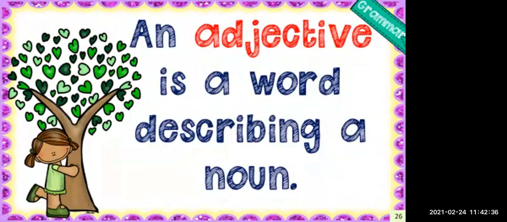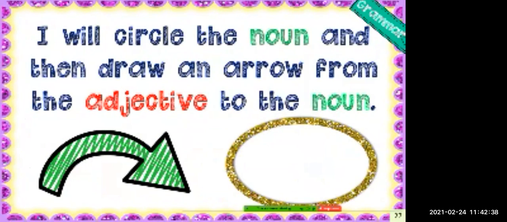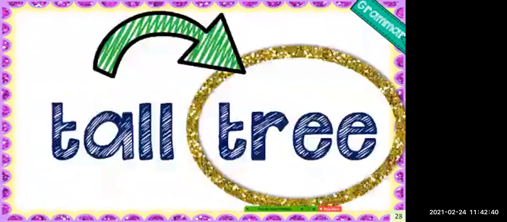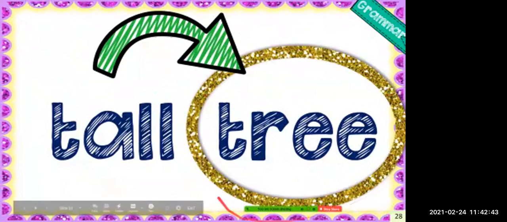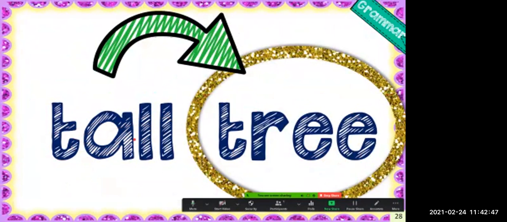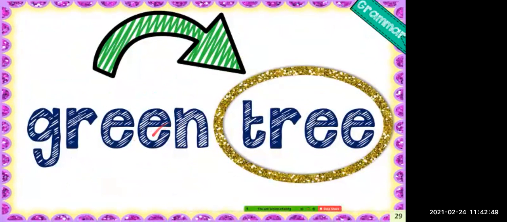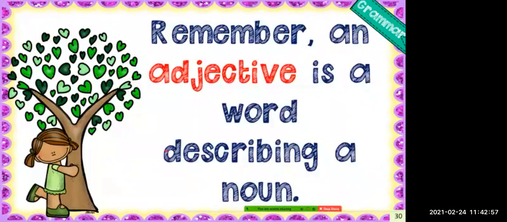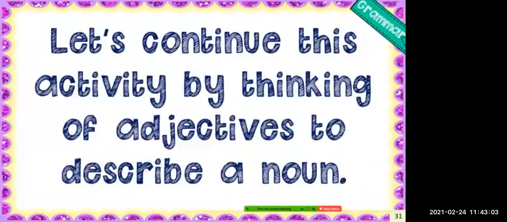So we have a tall tree. Tree is the noun and tall is the adjective because it is describing the tree. We have a green tree. Tree is the noun and green is describing that tree. So remember, an adjective is a word describing a noun or telling more about that noun. So we're going to continue this activity, thinking of adjectives to describe a noun.